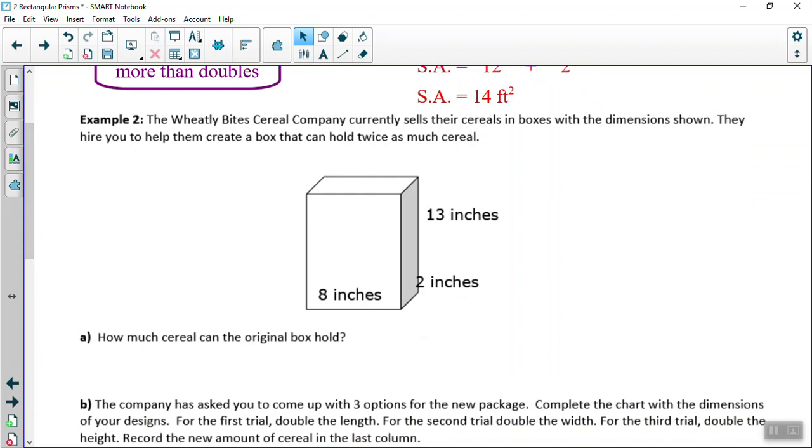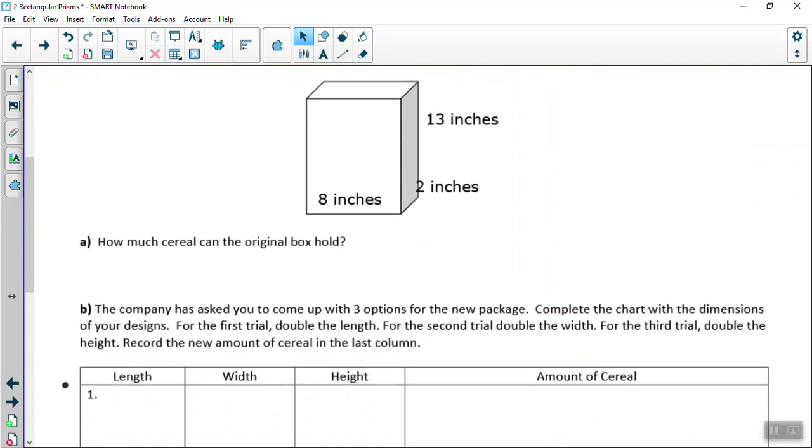All right, so let's come down here and start answering some of these questions. How much cereal can the original box hold? So what's the volume of this original box? So our volume is the length times the width times the height. My length, my width, my height. All right, so substitute in our values and get our answer. So the volume of this current box is 208 cubic inches, or inches cubed.